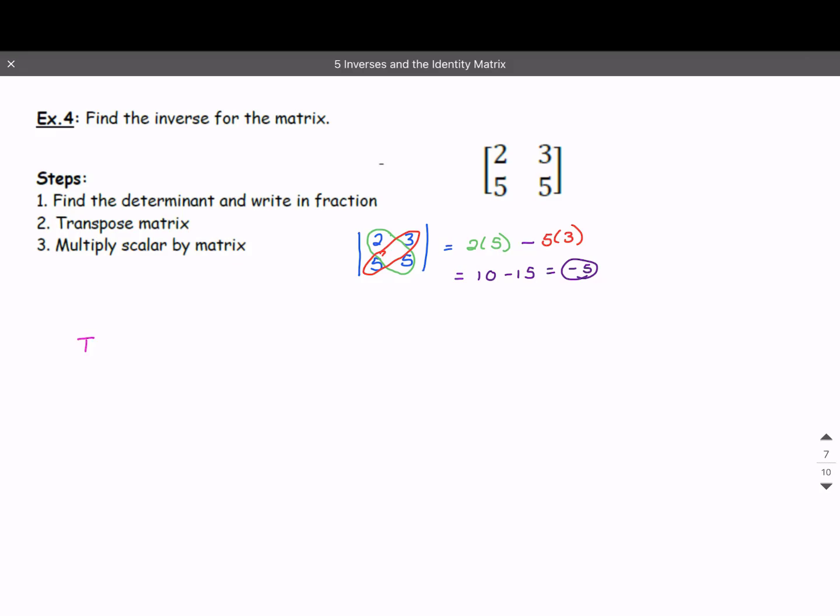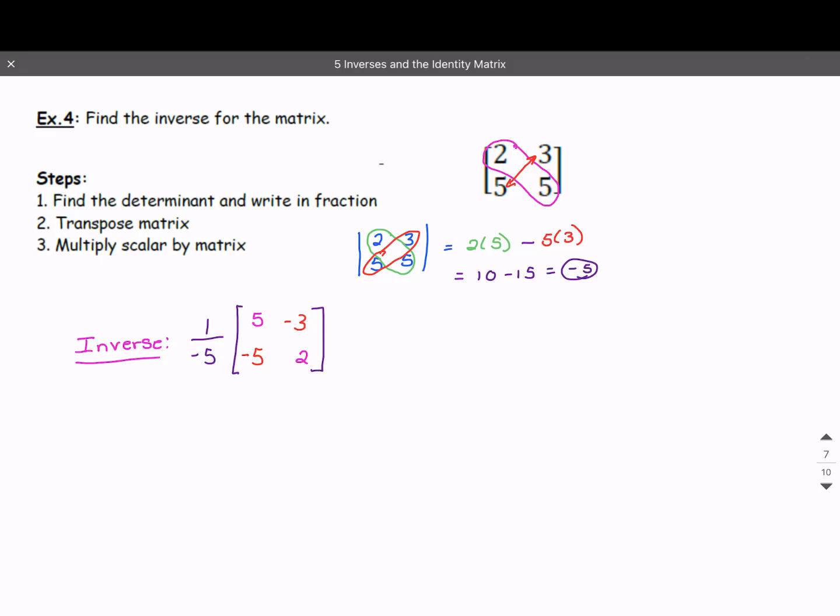So that means that our inverse, we're going to start with 1 over negative 5. Then we're going to open up a 2 by 2 matrix, okay? But on this downward diagonal, we're going to switch. So now the 5 is the upper left and the 2 is the bottom right. And then on this diagonal, we're going to negate them. So this upper right is a negative 3 and the bottom left is a negative 5.